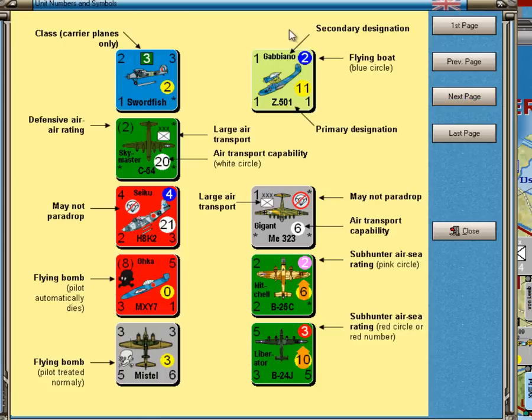And the last page is also showing you more of the special symbols: may not paradrop, air transport capability, large air transport, and so on.